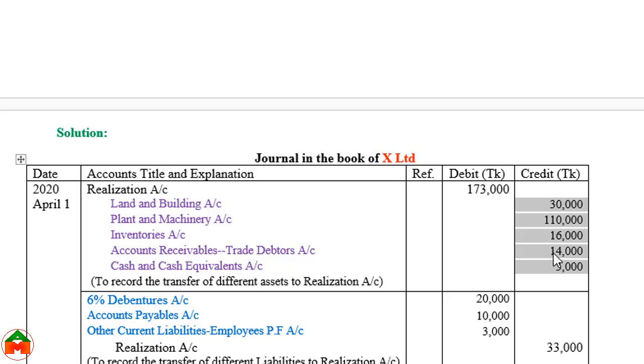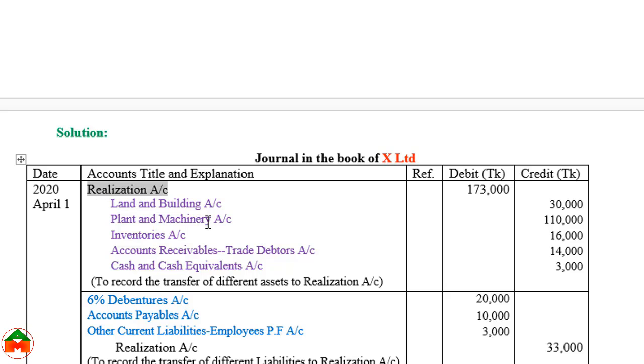The total amount is 1,73,000. That's why this total amount will be shown as a realization account. This is a temporary account. We are using this account for a temporary purpose, for a short-term use.